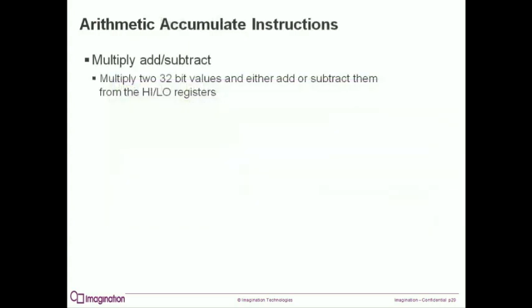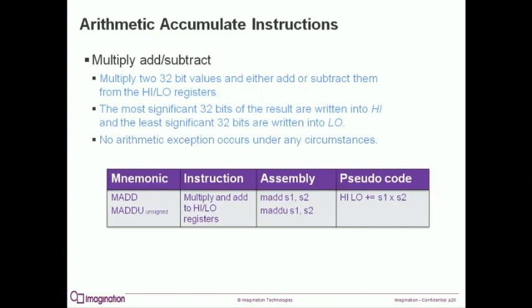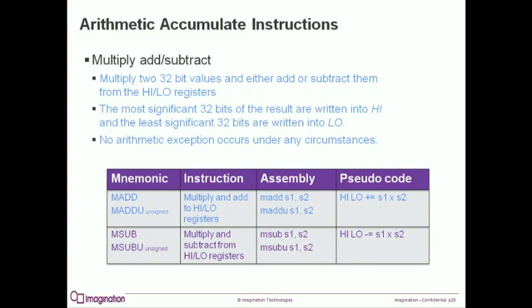There are two sets of instructions that will take the result of a multiply and either add or subtract it from the values already in the high and the low registers. As always, the most significant 32 bits are written to the high register and the least significant bits are written to the low register. These instructions will never cause an exception. In other words, the results can overflow without an overflow exception. The machine instruction syntax takes two registers and multiplies them together and either adds or subtracts the result from the high-low registers. Note, the assembler allows you to use immediate values instead of registers.